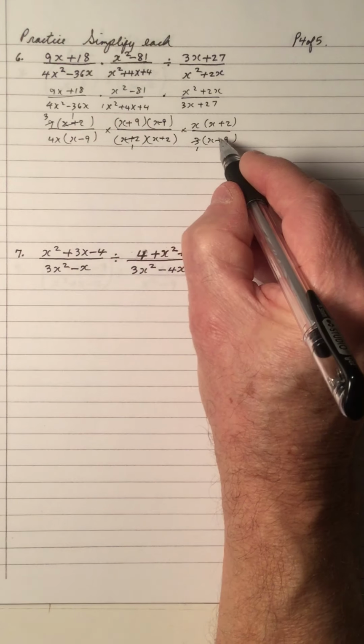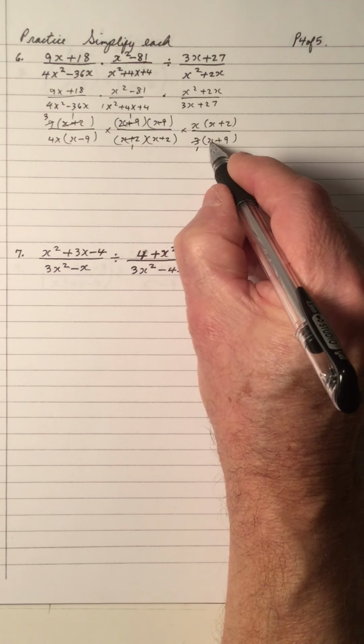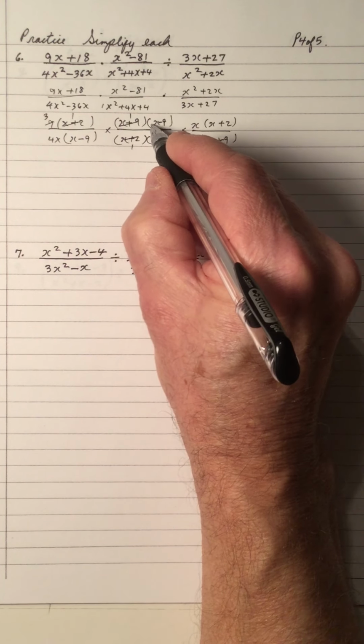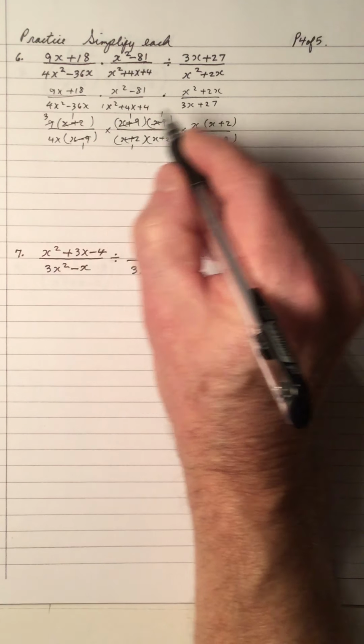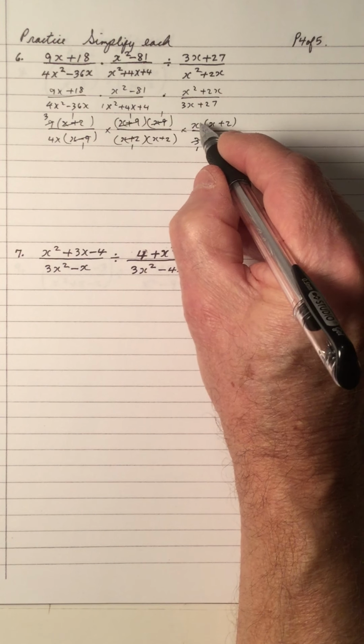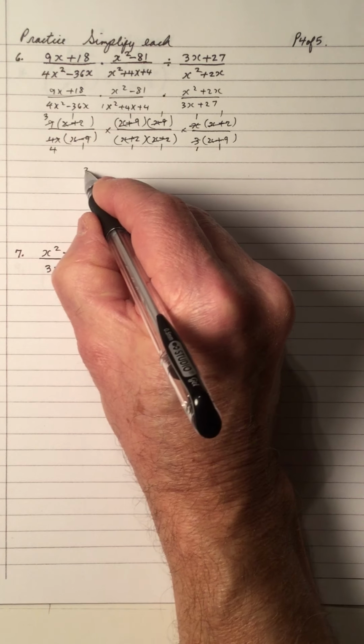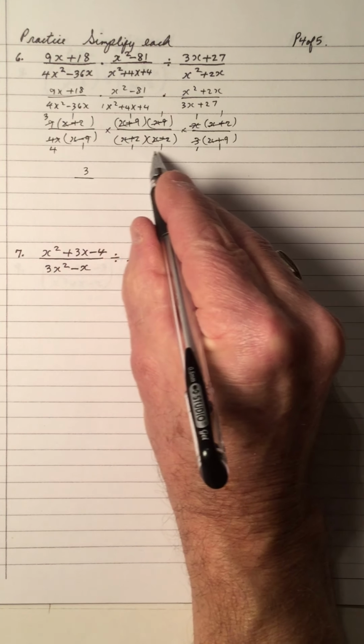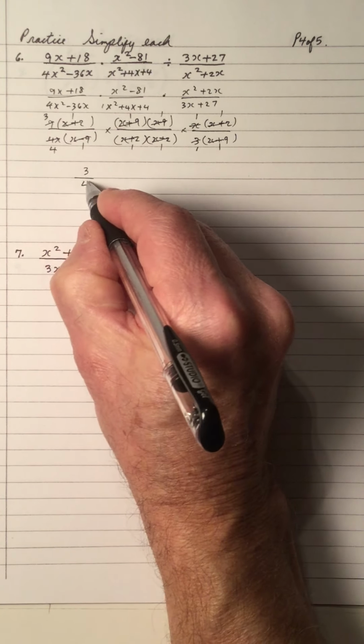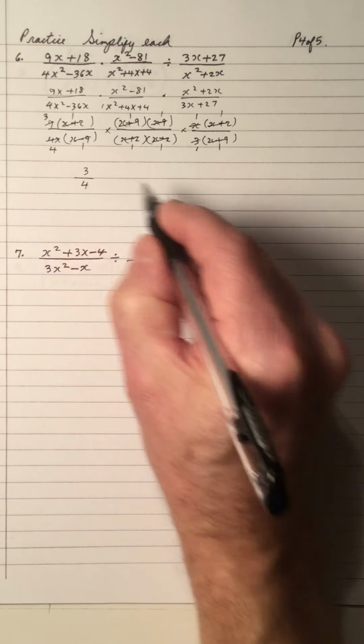X plus 9, here and here. X minus 9, here and here. X cancels into X once. X into 4X goes 4. X plus 2 is here and here. So I got a 1, 1, 1, 1, 1. So that's 3. 1, 1, 1, 1, 1, and a 4. So 3/4. That simplifies to.